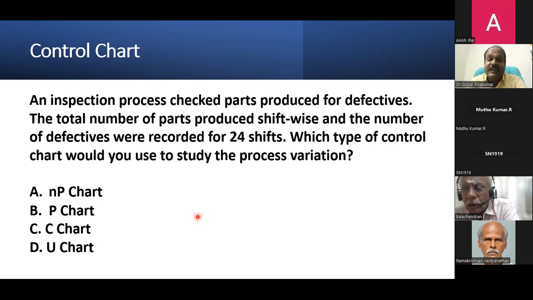Now, NP chart, what is the sample size here? The units produced itself is the sample size. Can you see that, all of you? Do you think units produced will be constant always? It is not mentioned as constant. So every shift, there can be a different number of units produced. So better to go for the P chart. Because we go for NP chart only when the sample size is constant. Very simple. That's the guideline.